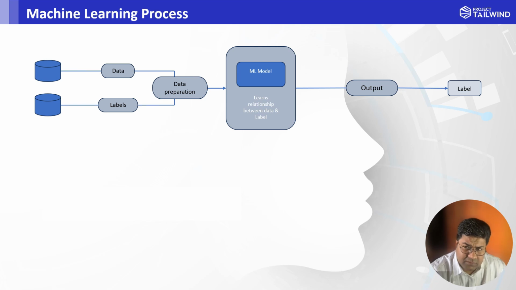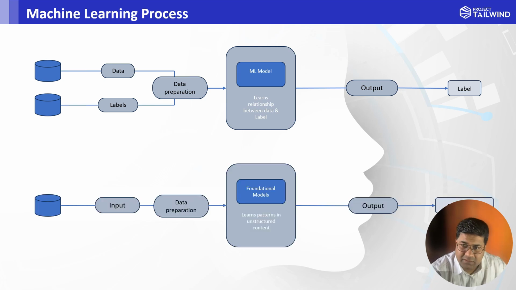Let me explain this with an example. For instance, in a spam detection system, emails are labeled as spam and not spam, and then the model learns to classify based on these predefined categories. Whereas generative AI takes a different approach.